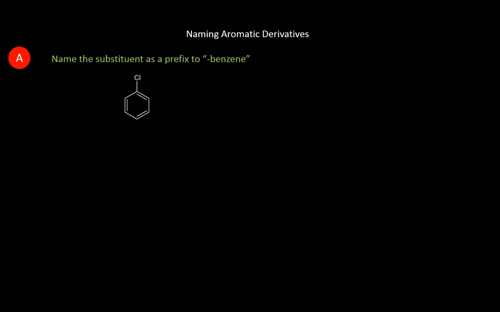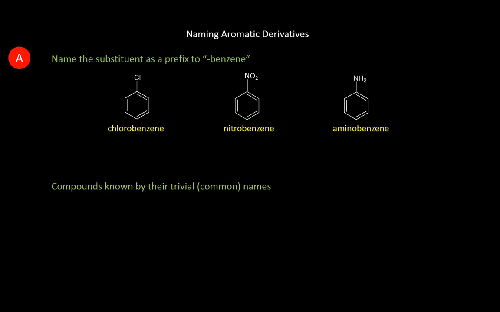So, for example, here we have chlorine on a benzene ring, so it's simply called chlorobenzene. In this case, we have the nitro group giving us nitrobenzene. And here we have the amino group, so this would be called aminobenzene. Certain compounds are known by their trivial, which means common, names. You should know some of these.